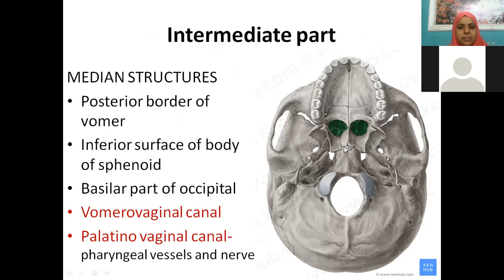The inferior surface of this is the body, where I kept the arrow. That is the body of the sphenoid bone. This I already named. Brown in color it was in the colored skull bone. Basilar part of occipital. I told you this is the pharyngeal tubercle. You have small details which are usually not required. We have canals in between these bones, which is called the vomero-vaginal canal, and here we have the palato-vaginal canal, which gives passage to pharyngeal vessels and nerves, as this area is all related to the pharynx.